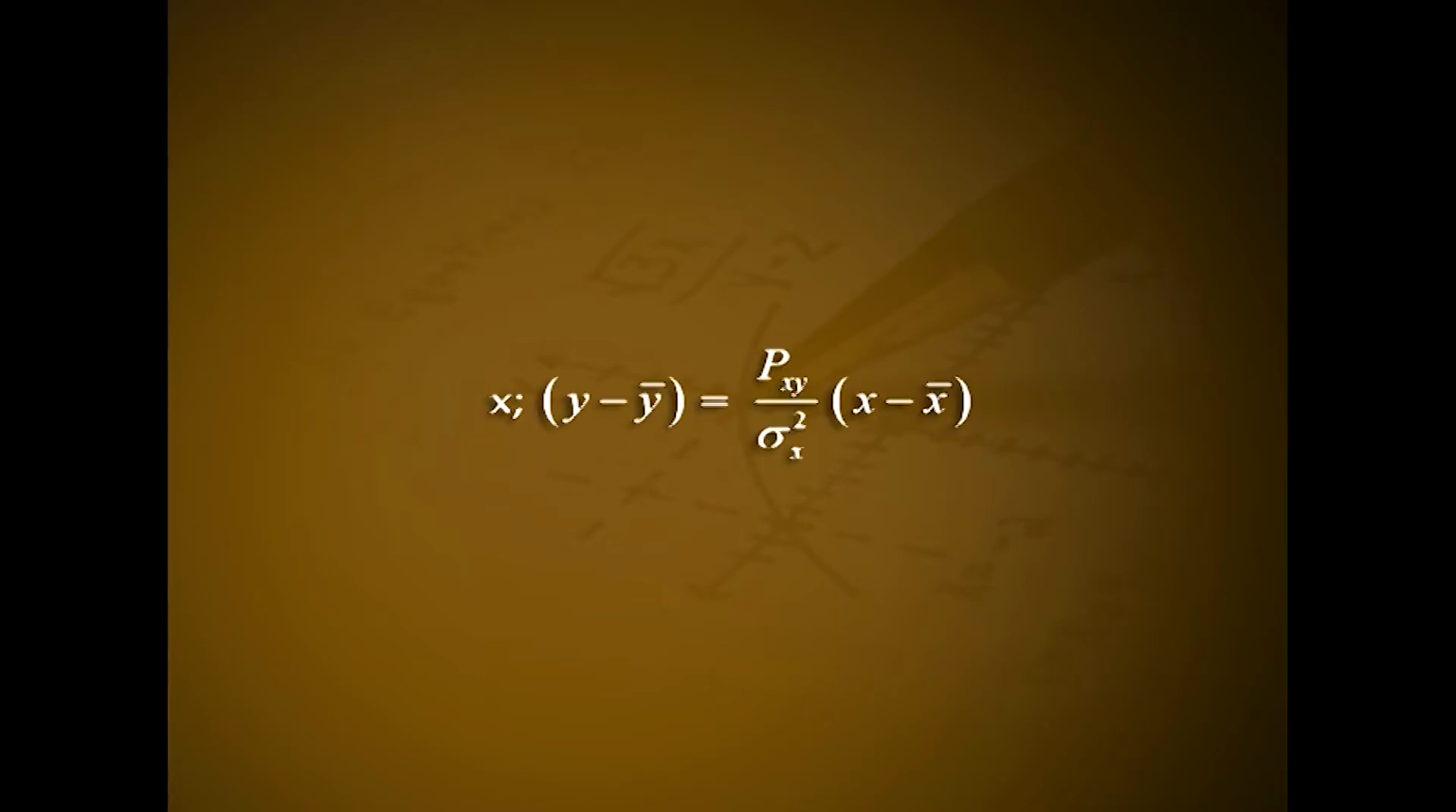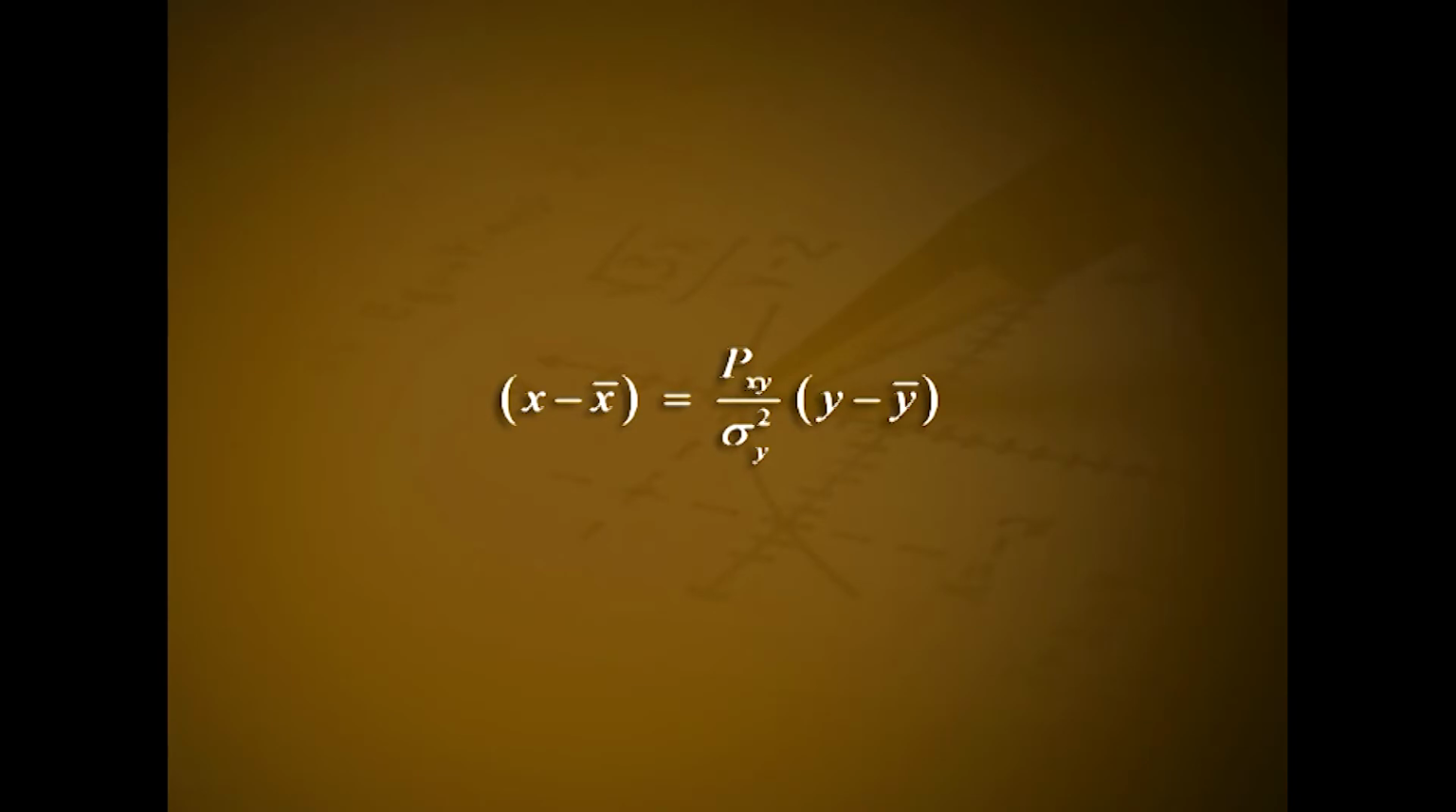Hence, the regression line y on x is y minus y bar equal to Pxy by sigma square x into x minus x bar, that is y minus 69 equal to 3 divided by 4.5 into x minus 68. This implies 3x minus 4.5 into y plus 106.5 equal to 0.